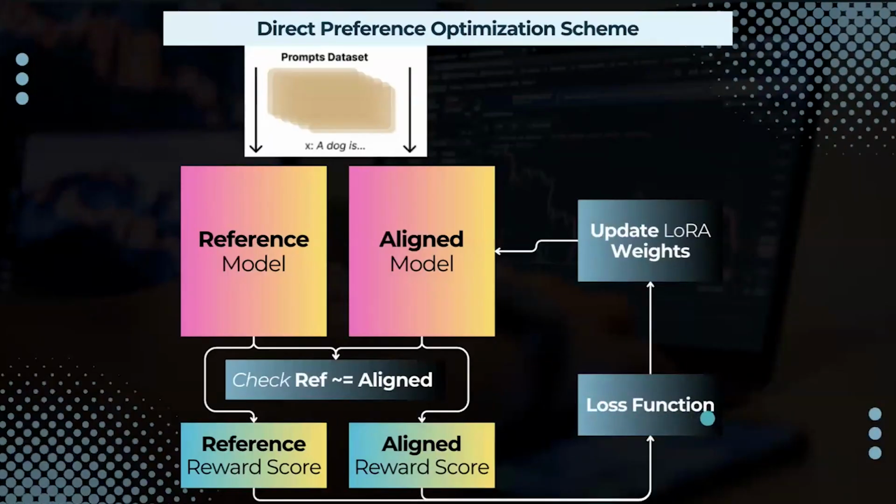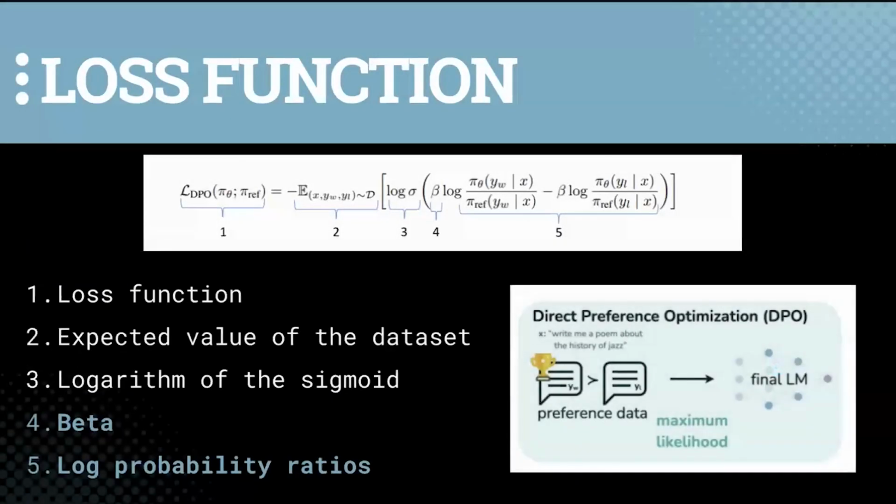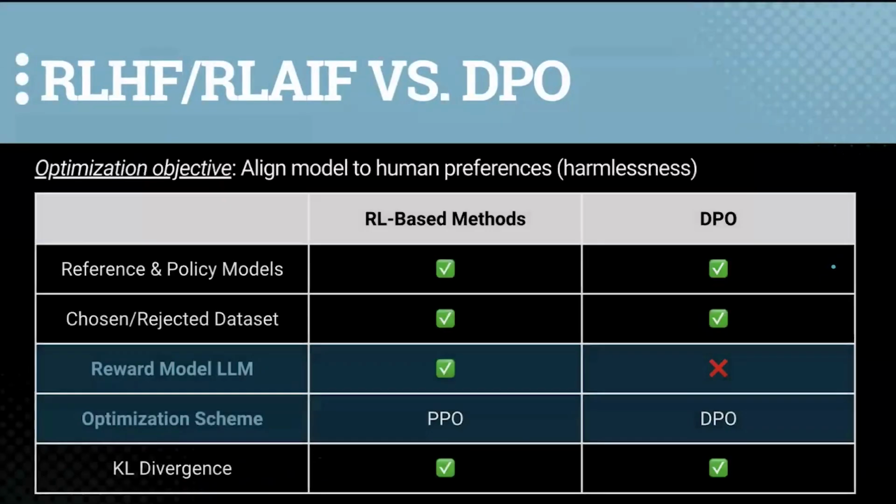So in DPO, in short, we put the prompts in, we have the reference model, we have the aligned model, we check KL divergence, and then we get a reward score from one, a reward score from the other, and we pump them into this loss function. We're not going to talk in detail about this loss function right now, but we will come back to it. Essentially, DPO allows us to eliminate the reward model completely.